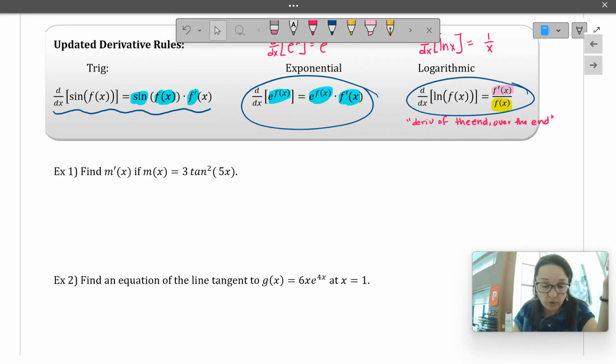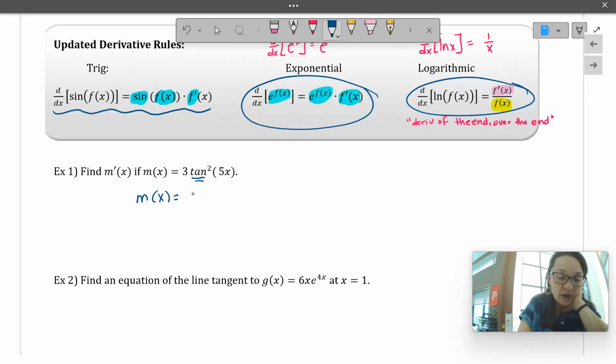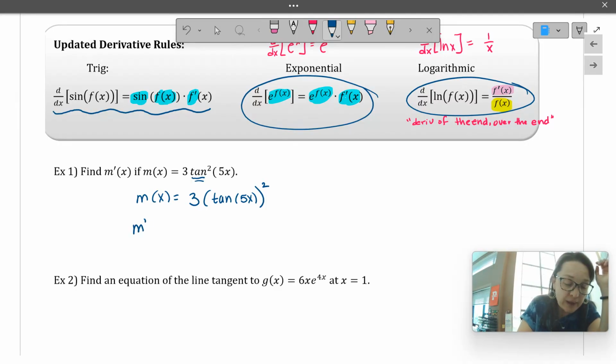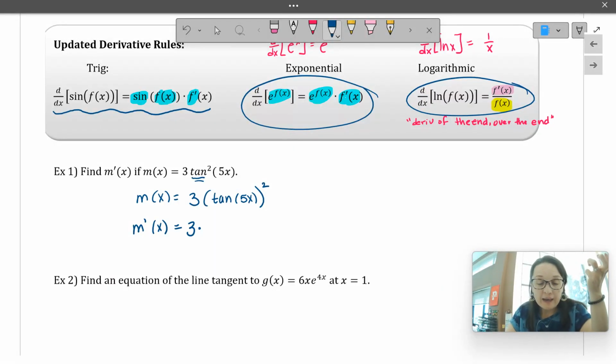Okay, so that's one of the trig rules. But I have a trig rule and tangent is squared, so we have to do a double chain rule here. Here's what that means. I'm going to rewrite m of x as 3 times the tangent of 5x squared, because that's really what tan squared 5x means. So if I want to find m prime, the 3 is going to stay because it's a coefficient, and now I'm going to do the derivative of the outside. The outermost thing that's happening is squaring, so I'm going to bring down the power and reduce it by 1.